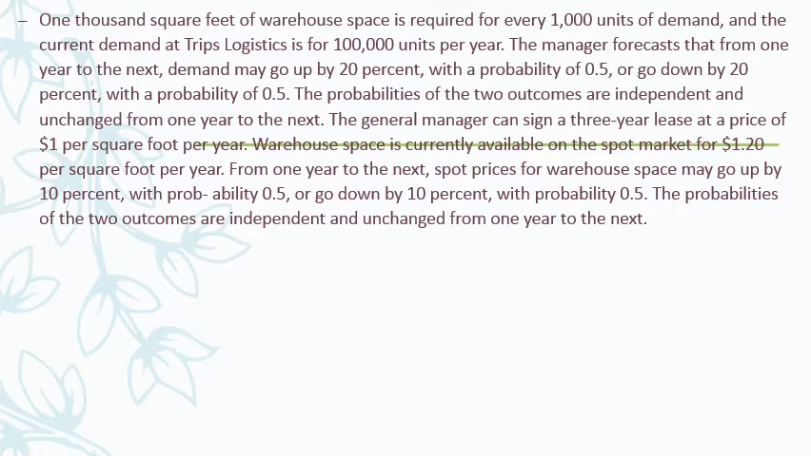From 1 year to the next, spot prices of the warehouse space may also change. Demand may change by 20% up or 20% down with probabilities of 50% each. Here, the spot prices may also change. Either it may change by 10% more, or it may go down by 10%. That is also 50-50%. The probabilities of the two outcomes are again independent and unchanged from 1 year to the next.